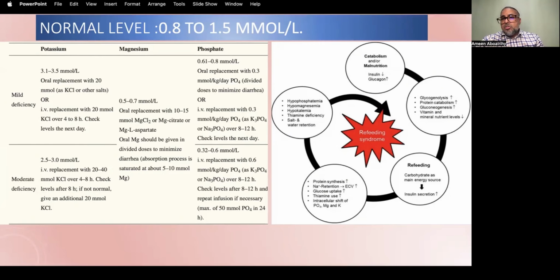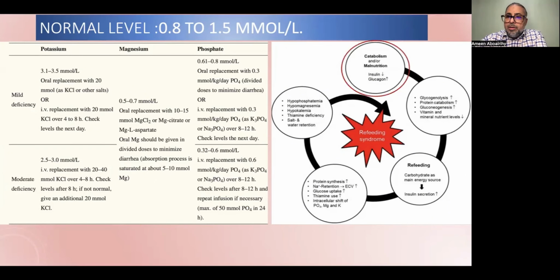So patients who are malnourished are in a catabolic state. The insulin level is very low. Glucagon is high. So glycogenolysis is augmented, protein catabolism is high, gluconeogenesis is high, and vitamin and mineral nutrients are very low. The refeeding happens whenever you introduce carbohydrates, and that will urge the insulin to be secreted. This will start the cascade of anabolism, like protein synthesis and sodium retention, that will increase even the extracellular volume.